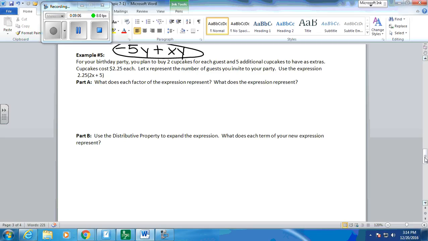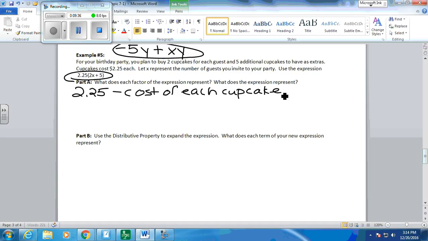Now, when you have these questions on your test or on your homework, they are going to be giving you multiple choice options here. So we are going to be doing a little bit of writing, but it's okay. They're saying, what does each factor of the expression represent? So right here is asking you what each of those factors represents. The $2.25 is the cost of each cupcake. That is one factor of our expression.